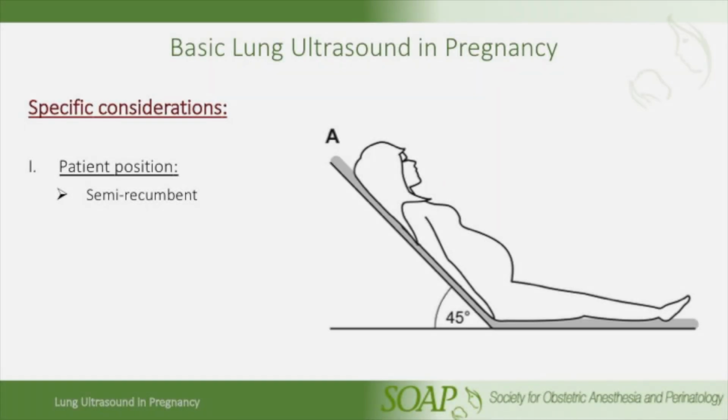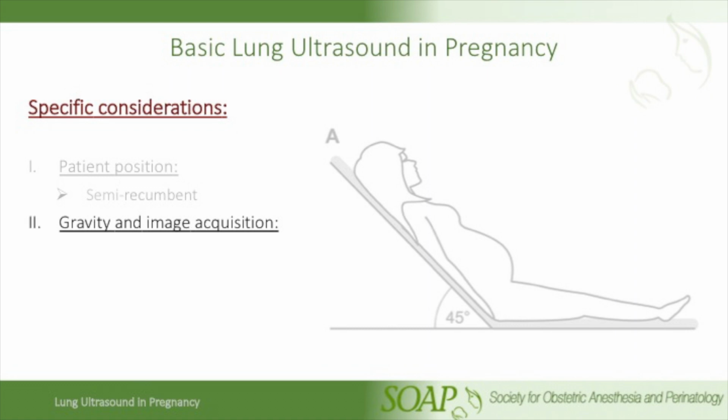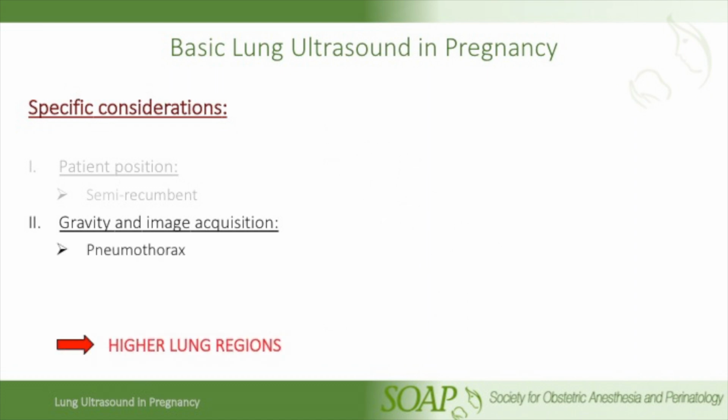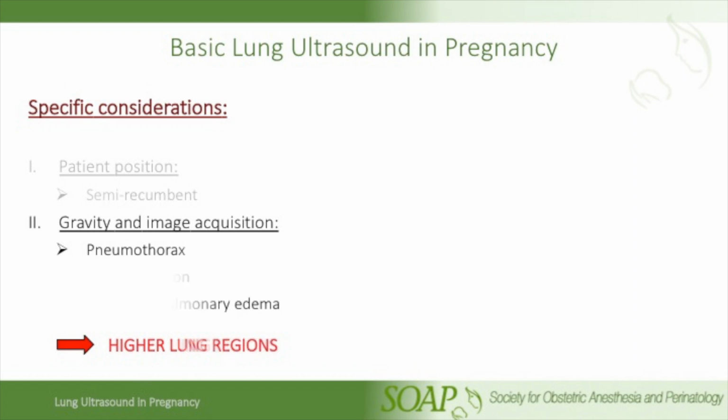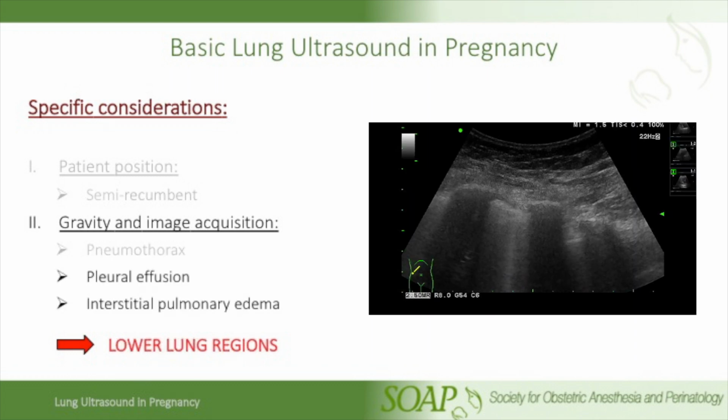When performing a lung ultrasound, the patient is scanned in the semi-recumbent position. Always remember the effect of gravity when performing a pulmonary ultrasound. As air goes up, a pneumothorax will best be identified in the cephalad lung regions. In contrast, pleural effusion or interstitial pulmonary edema will be best appreciated in the lower-lying basal lung regions.